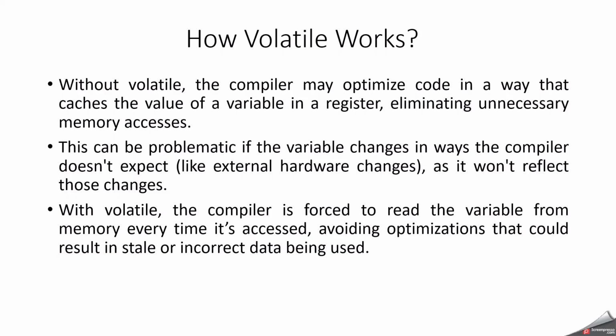So with volatile, the compiler is forced to read the variable from memory every time it is accessed. This avoids the optimization that could result in improper data. So this is the way volatile actually works.